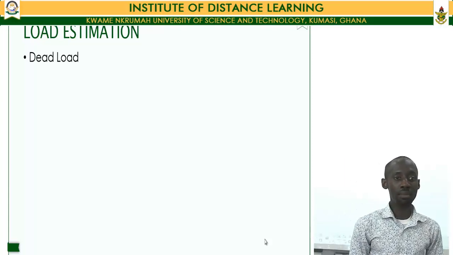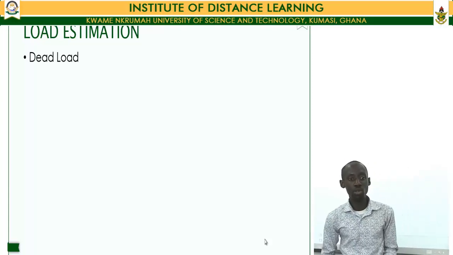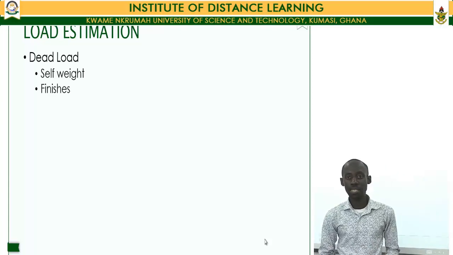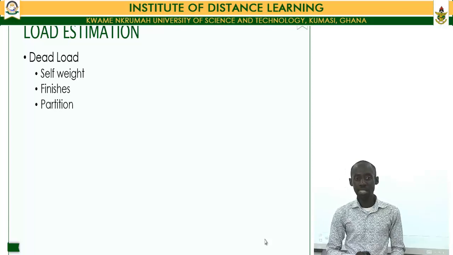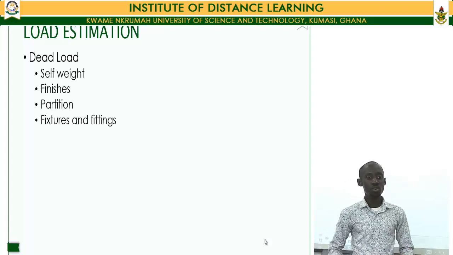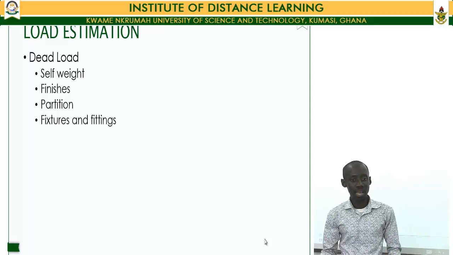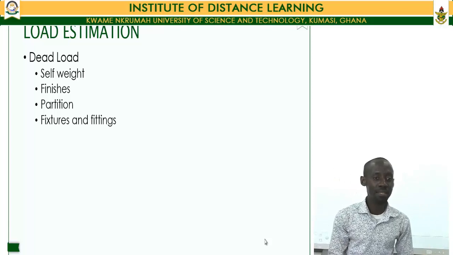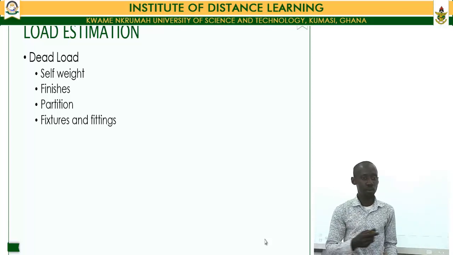And for our dead loads, the elements that we'll consider to constitute our dead loads will include the self-weight of the slab itself, the finishes that we give to the slab, the partitions that the slab might be carrying, and the fixtures and fittings. This includes our lighting fittings, our ceiling fans, our air conditioners, and any other fittings that might be suspended from the floor slab.